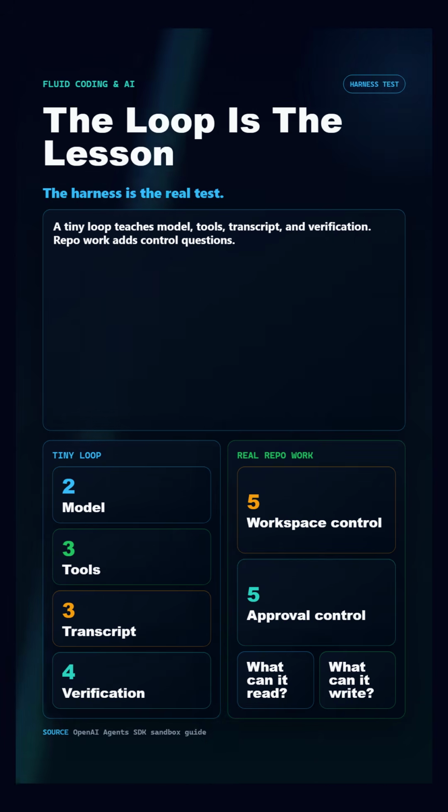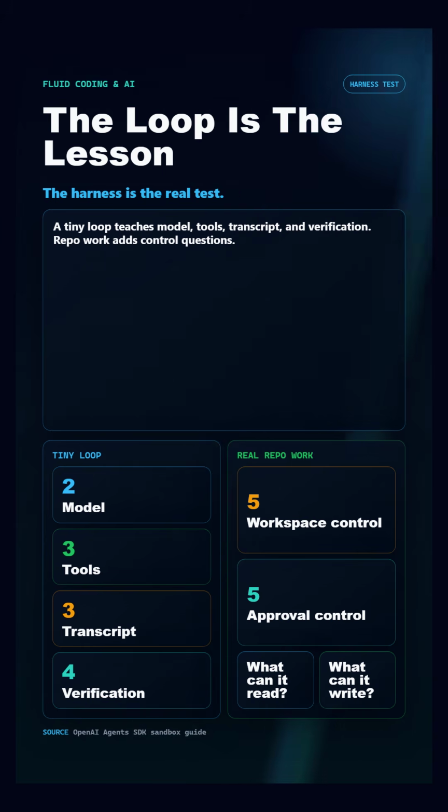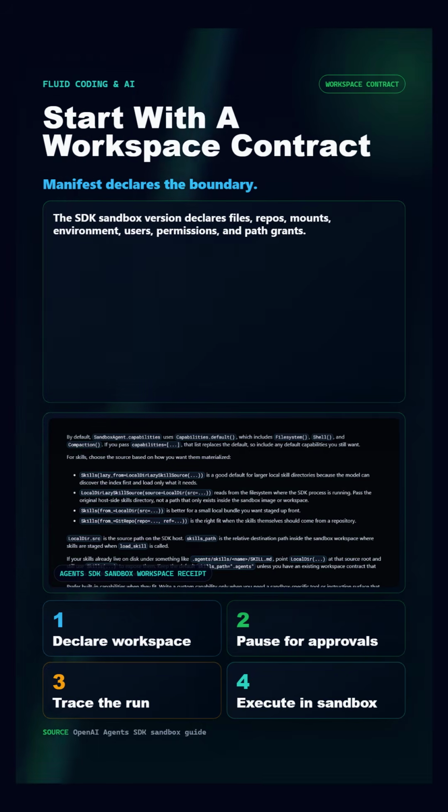The loop teaches the core idea: model, tools, transcript, verification. But repo work quickly becomes a harness problem. What can the agent read, what can it write, and who approves the next action? In the SDK Sandbox version, the workspace starts as a declared contract. A manifest can define files, directories, Git repos, mounts, environment variables, users, permissions, and path grants.